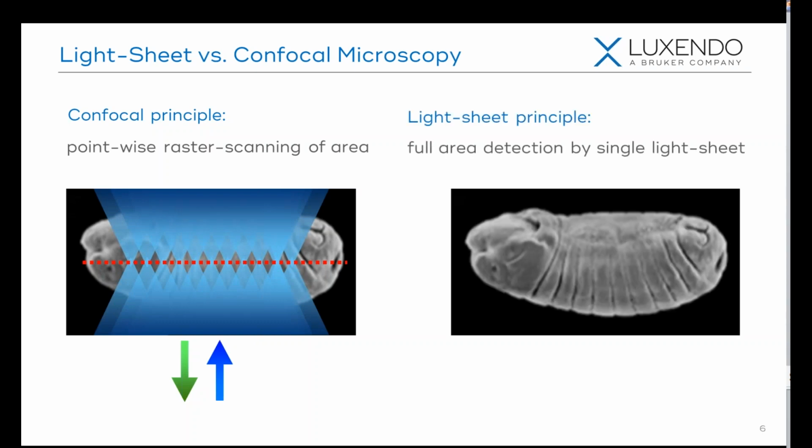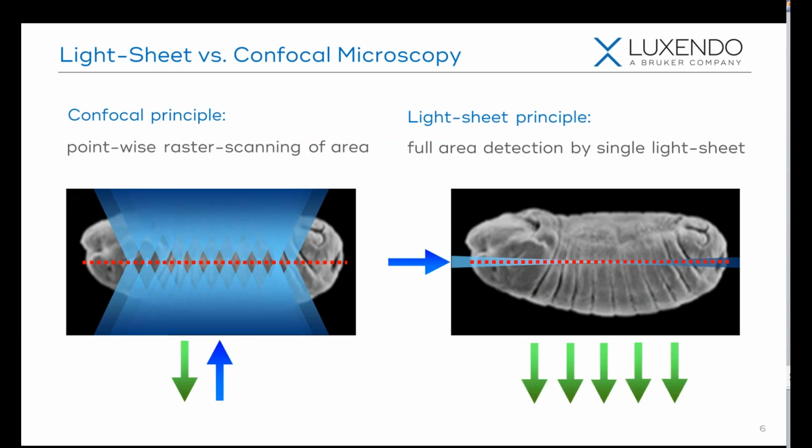Conversely, in light sheet, if we want to image that same focal plane, we'll bring in our excitation light orthogonally to our detection axis, selectively illuminating the plane of interest. And because we're illuminating all those fluorophores in that focal plane at the same time, we can use an area detector, such as a camera, to simultaneously collect their emission.